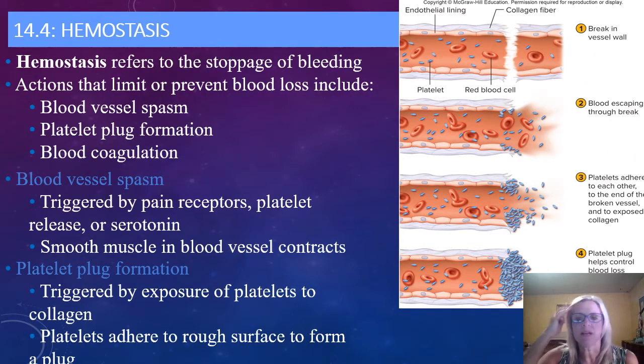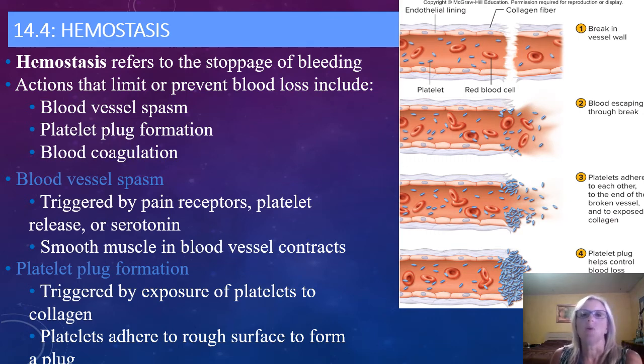So hemostasis is the stoppage of bleeding. Hemo means blood. Stasis means to halt or make stand still. So hemostasis, halting the stoppage of bleeding. This is the process that stops bleeding from damaged blood vessels, and they have several actions that can actually help to prevent blood loss, including blood vessel spasm, platelet plug formation, and blood coagulation.